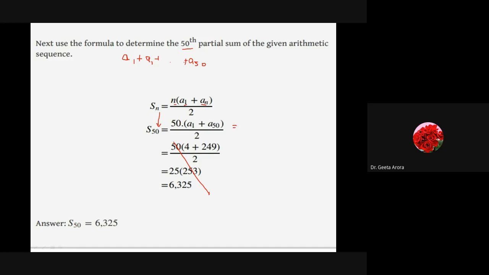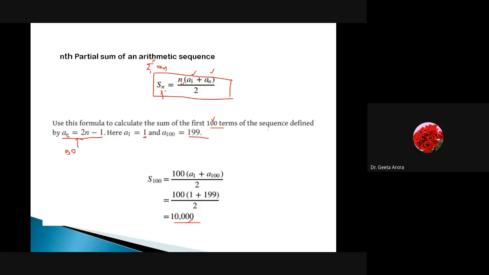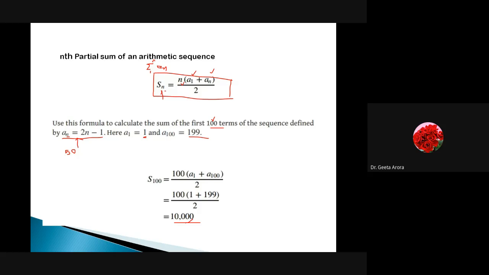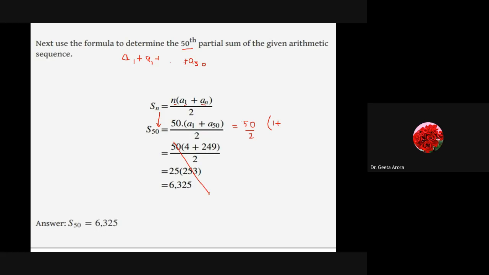If I take the same example, I have to write 50 by 2 into a1, and according to this, a1 is 1. So it is 1 plus a50. We calculated a50 by putting n equal to 50: 2 into 50 means 100, and 100 minus 1 gives me 99. So it becomes 99 plus 1, which is 100, and 100 by 2 is 50, and 50 into 50 gives me 2500. So this is the answer for the 50th partial sum of the sequence we had on the last slide.